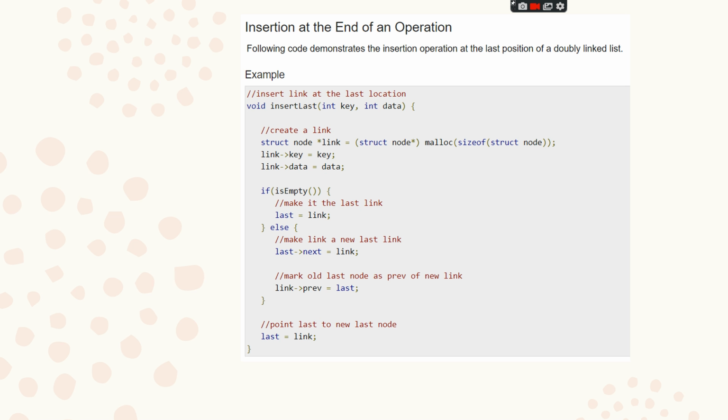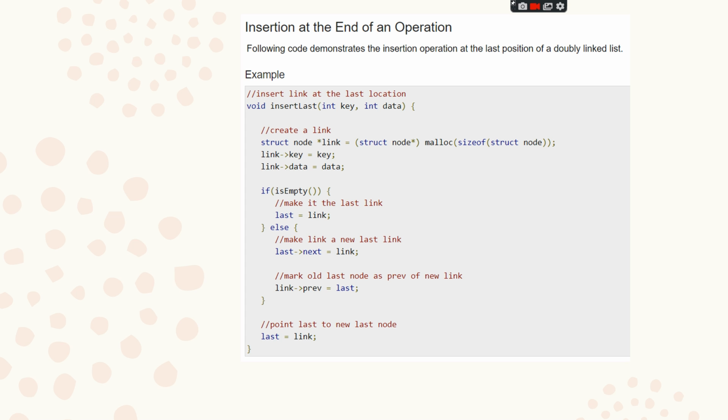Now we'll see how insertion at the end of the list takes place. It's similar, and it takes place in the following code: void insert last, int key and data, struct node star link equal to struct node star malloc size of struct node. We are allocating memory dynamically, then link key equal to key, link data equal to data. If isEmpty function, make it the last link. So if it's empty, then link the next pointer to the last, link it directly to null, simple meaning.